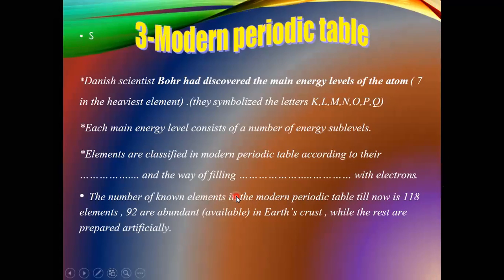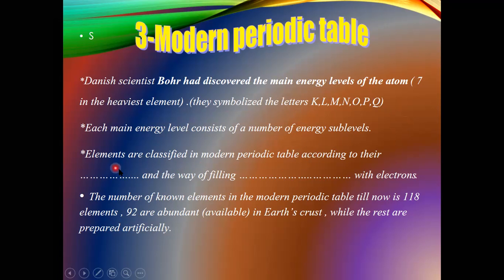آخر واحد هو المودرن periodic table. عشان يحصل اكتشاف للمودرن periodic table، Danish means from Denmark, scientist Bohr discovered ايه؟ الـ main energy levels اللي احنا خدناهم قبل كده KLMNOPQ، اللي هم 7 energy levels، وده الماكسيمم number of energy levels for any atom أو any heaviest element. أقصى حاجة له 7 energy levels.